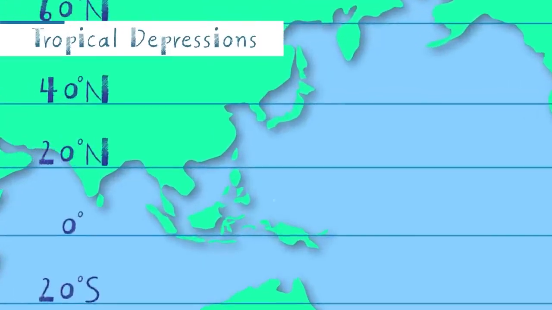Typhoons start out by moving in a northwesterly direction following the trade winds. They change direction when they meet the westerly winds at 25 to 30 degrees latitude and move toward the northeast. The point where a typhoon changes its course is called a typhoon's turning point.